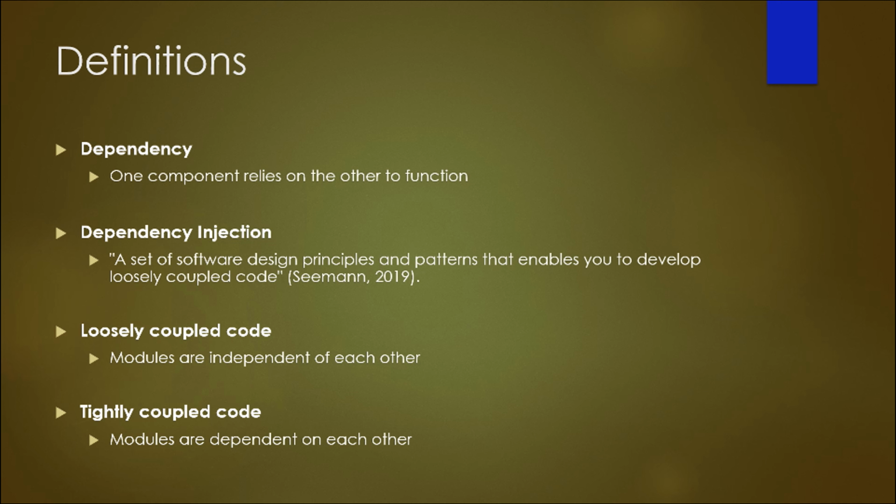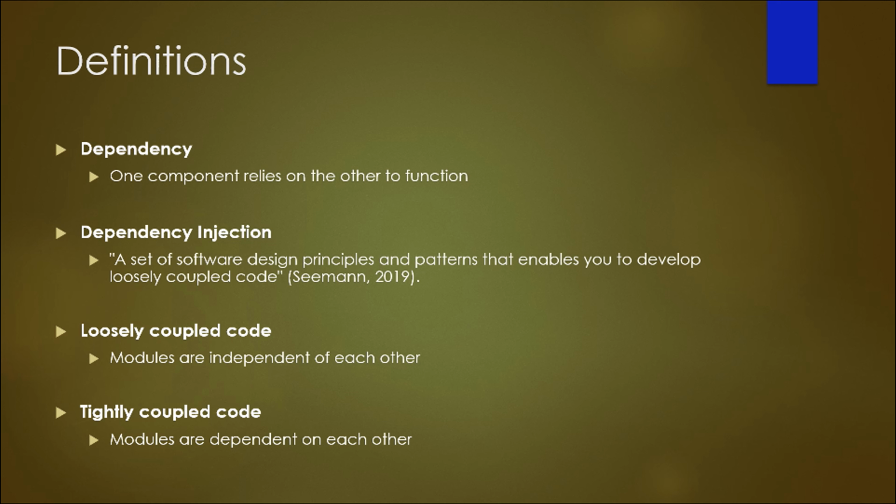Loosely coupled code refers to a design principle in software development where the parts of the system are relatively independent of each other. In a loosely coupled system, a change to one component does not have a significant impact on any other components. Each module is designed to operate independently, with minimal dependencies on other modules.